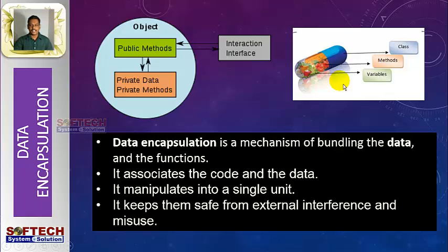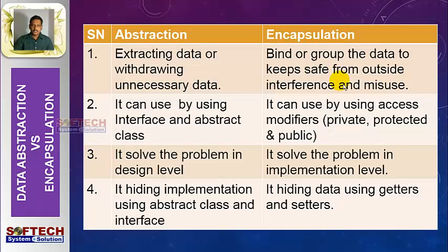This is data encapsulation. We bundle the data and methods to avoid external interferences and misuse. We allow only access to the data and the method. We don't allow access to the internal operations of the function and data. This is data encapsulation. So what is the difference between data abstraction and encapsulation? Data abstraction and encapsulation are both for data security.